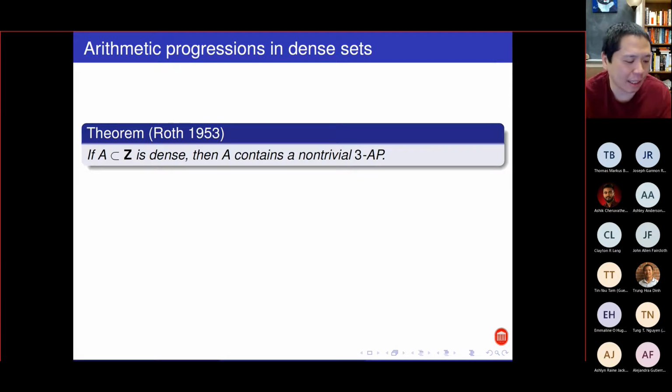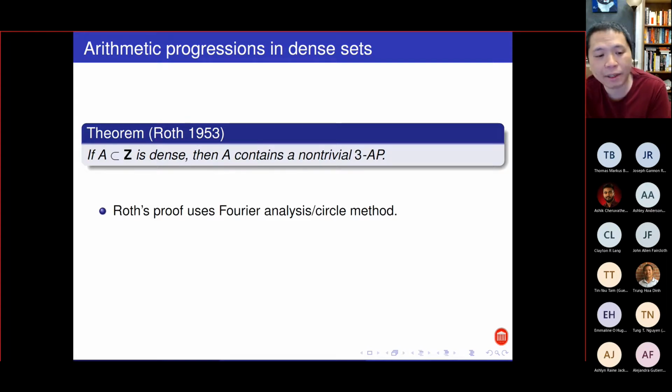I like this area because the statement is very easy to understand, but furthermore, there are multiple approaches to a single thing. Today, there are a lot of different proofs of this theorem from different areas. Roth's original proof used Fourier analysis, and more specifically the circle method, which is a method in number theory.